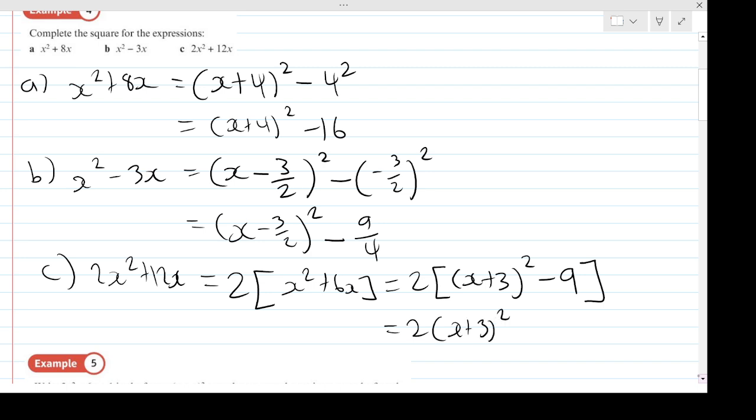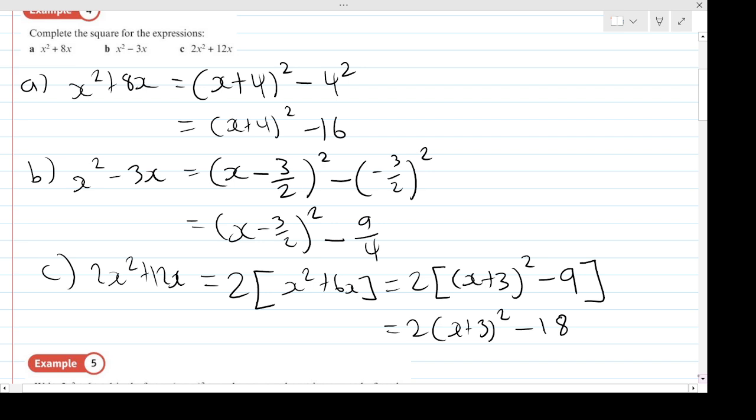So I'm expanding the bracket, right? 2 lots of x plus 3 squared, and then I'll do 2 times the -9, that'd be -18. And there we are. It's in the same sort of form now as parts A and B. We just have a number in front, but that's fine. And that's basically completing the square.